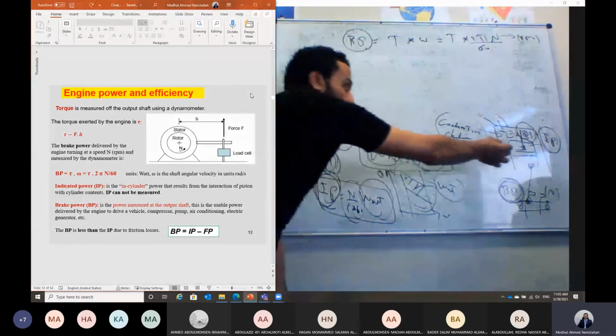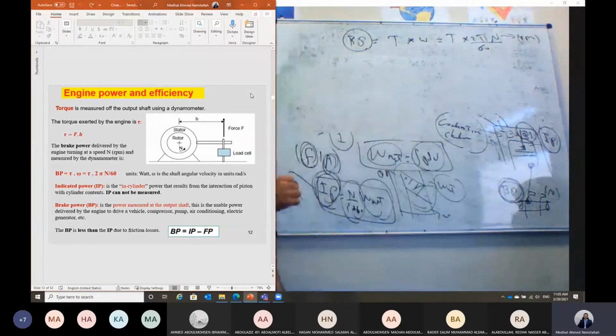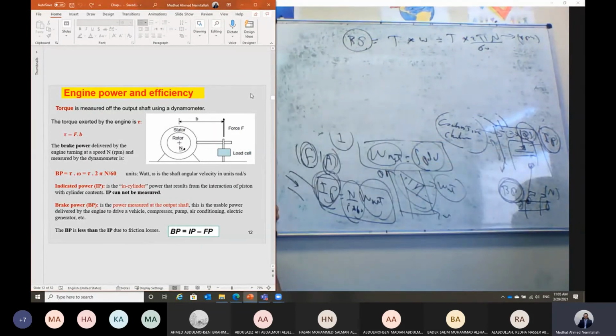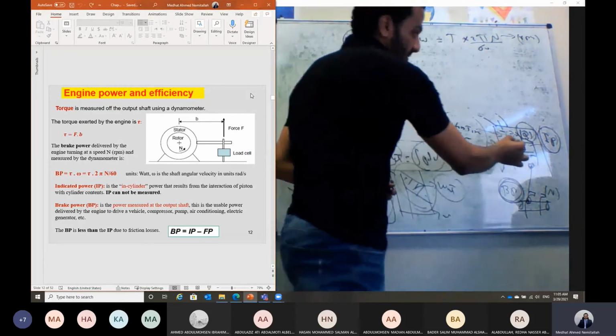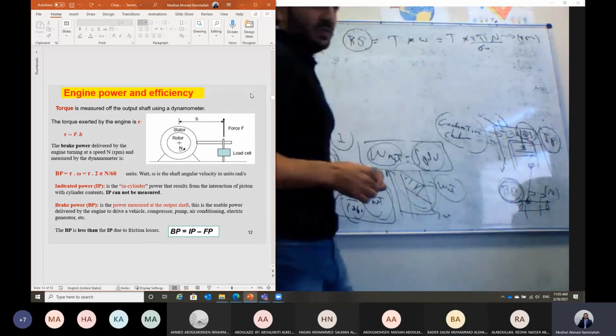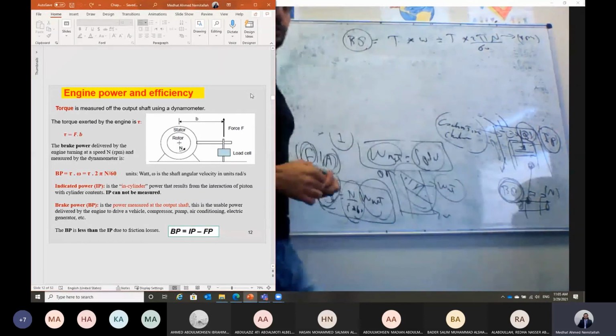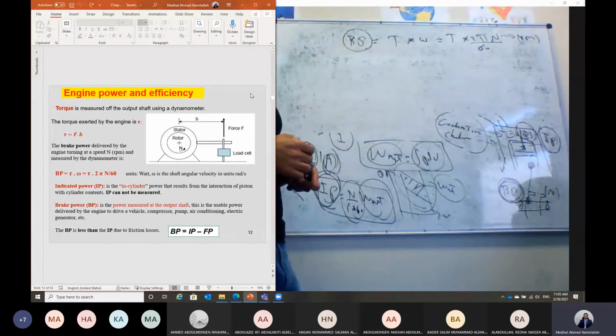This is a mechanical power, and this is a mechanical power. When we have two mechanical powers and we transmit the motion, that means we should have friction losses in this case. So the friction losses are due to the movement of the piston, and also the connection between the connecting rod and the crankshaft. This is the kind of friction losses.